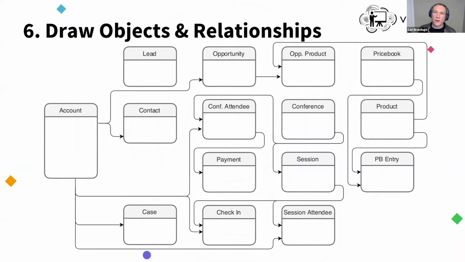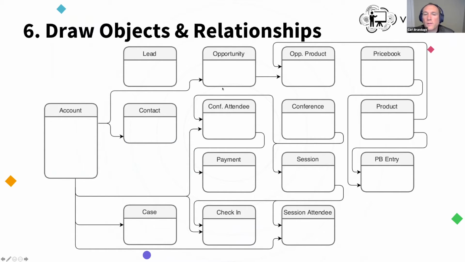So I've started by drawing out some of the standard objects, but then adding some custom objects that I think I'm going to need in order to solve these challenges. So things like we're going to need accounts and contacts to hold our sponsors and the people with the sponsorship. We're probably also going to need person accounts to hold our attendees. When they first express interest, there'll be a lead.